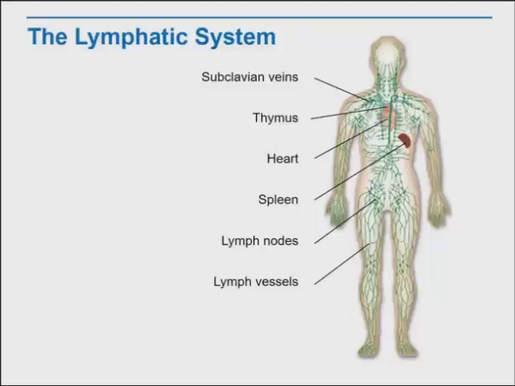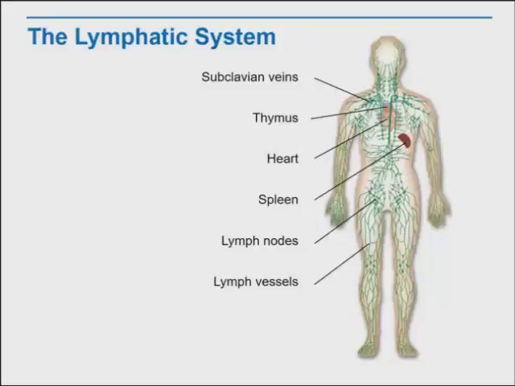Lymph vessels have valves similar to the valves in large veins that prevent lymph from flowing backwards. These ducts return lymph to the blood through openings in veins just below the shoulders. When injury or disease blocks lymphatic vessels, lymph can accumulate in tissues, causing swelling called edema.